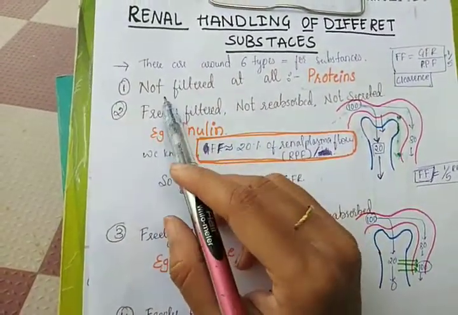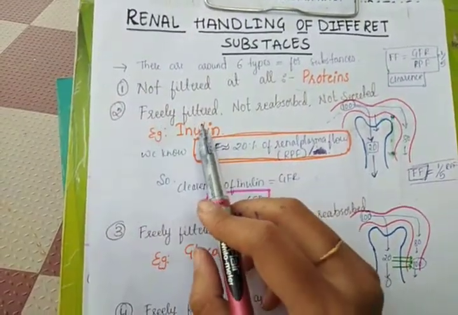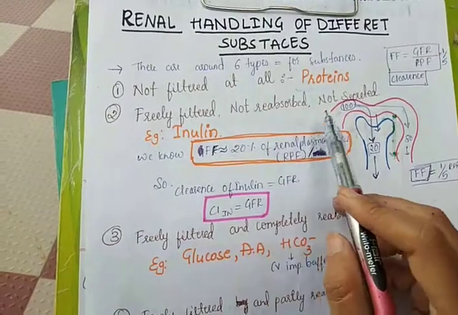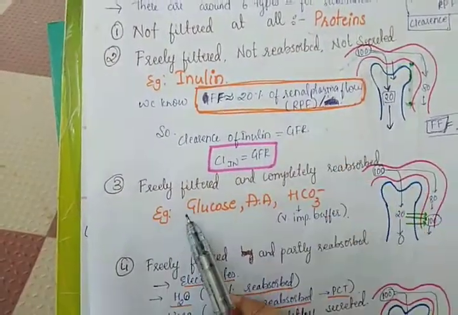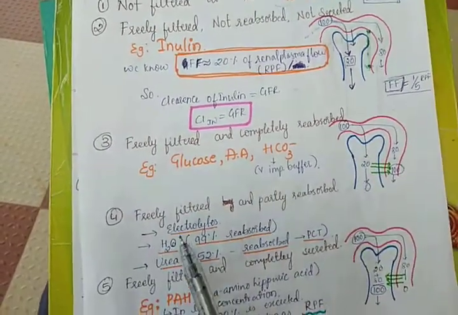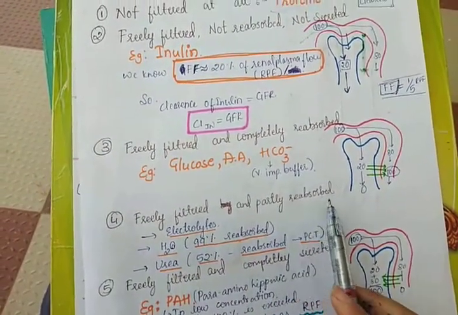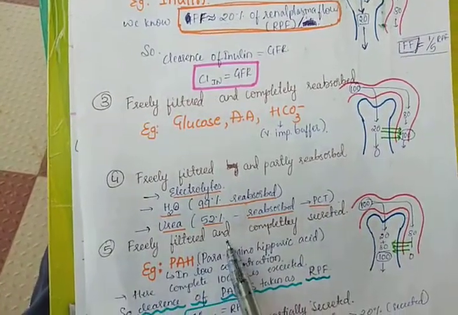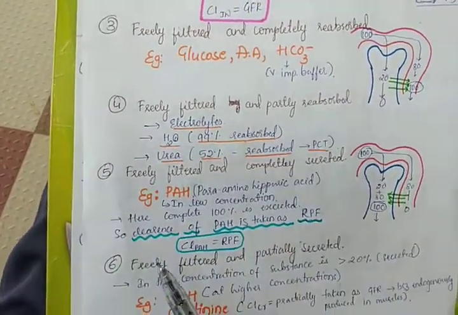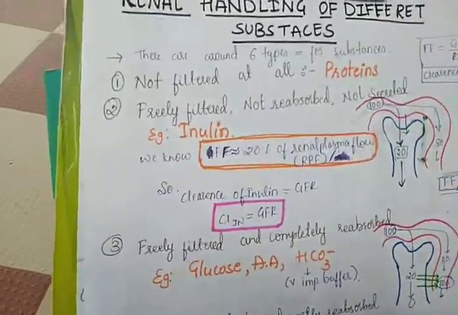Those are: not filtered at all; substances which are freely filtered and not reabsorbed, not secreted; third, freely filtered and completely reabsorbed; fourth, freely filtered and partly reabsorbed; fifth, freely filtered and completely secreted; sixth, freely filtered and partially secreted.